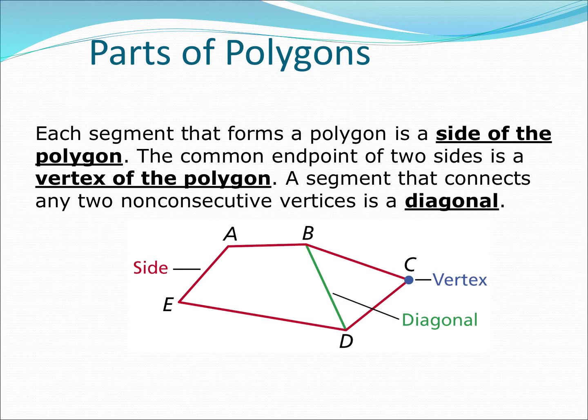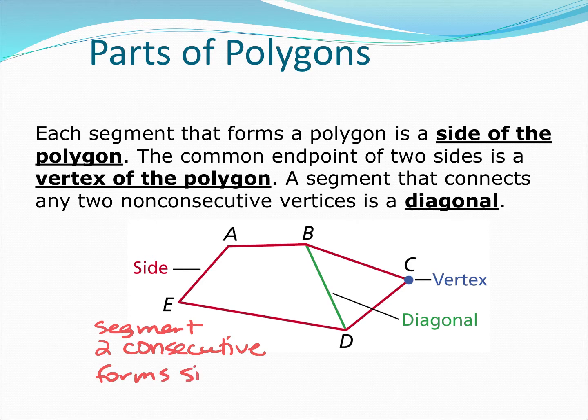Now, if I have a segment that connects two consecutive vertices, that forms a side. So what I mean by consecutive vertices, E and D are consecutive vertices, and the connection here is called a side. But when the two vertices are non-consecutive and you connect them, that forms a diagonal.